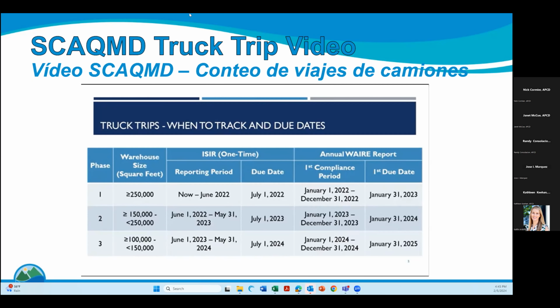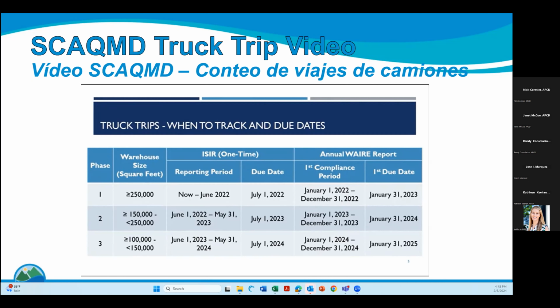The ISIR is a one-time report due in July of the first compliance period. Keep in mind, for the ISIR, the reporting period has some flexibility on the exact days, as long as 12 months worth of data is collected. For instance, it's okay to report from, say, June 3rd to June 2nd of the following year, as this still adds up to 12 months worth of data.